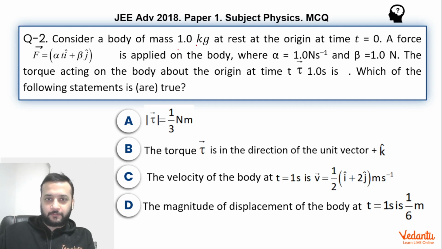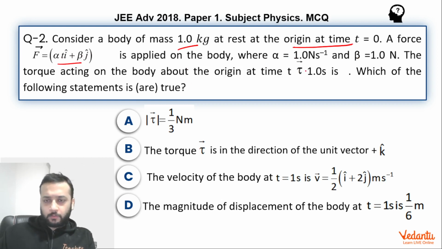This is a body of mass 1 kg, which is at origin at rest at time 0. There's a force of magnitude alpha t i cap plus beta j cap applied on the body, and alpha and beta are 1. I guess they're trying to make it complex, but they could have simply said that force is t i cap plus j cap. So alpha and beta anyway are 1.